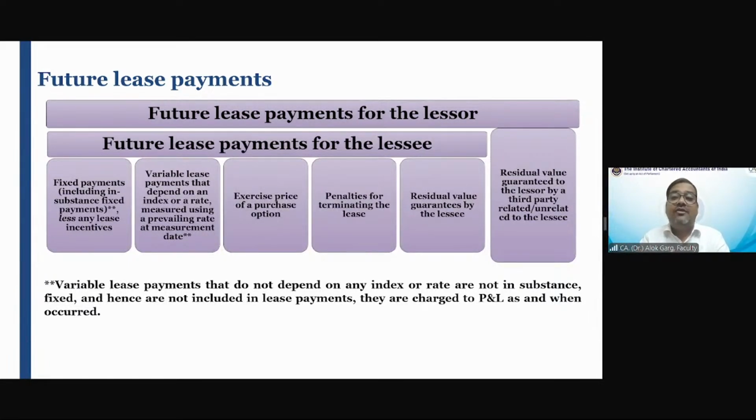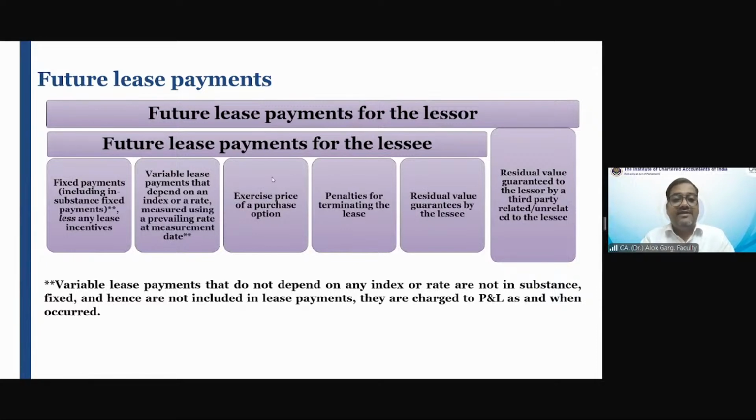If in the lease contract there is an option to purchase, right? In that case, if the exercise price is there, that has to be taken into consideration. Plus penalties for terminating the lease, that is also required to be taken into consideration. If lessee is reasonably certain that lessee is going to avail the termination option and it will lead to a penalty, it is going to be taken. Okay. Residual value guarantee by the lessee. If lessee has given any guarantee of residual value to the lessor, that residual value guarantee is also required to be taken into consideration in case of a lease payment.